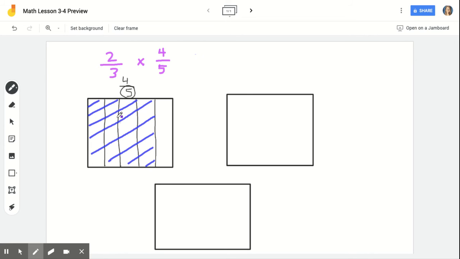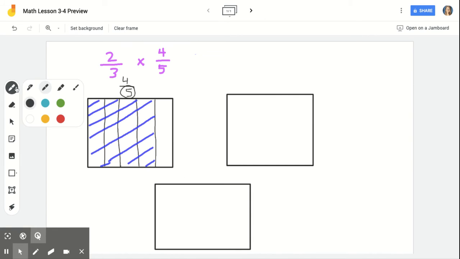So what I'd like you to do, practice your diagonal lines. Just a few works as long as you get that visualization that we shaded in 4 out of a total of 5 parts. Okay, and again, if you need to pause, go ahead and do that. If not, let's keep going. So there's one box where 4/5 is represented.